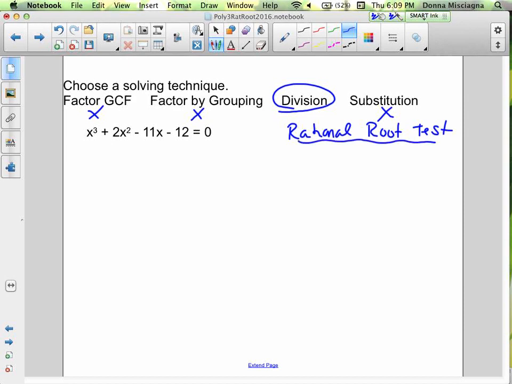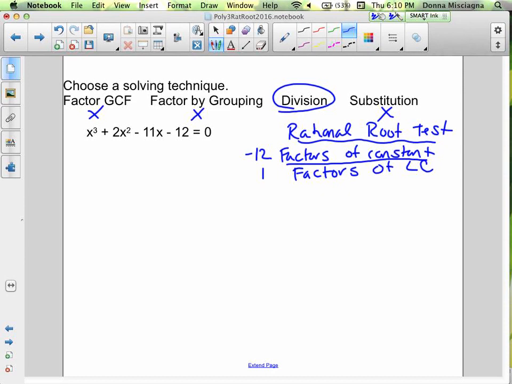So we take the factors of the constant divided by the factors of the leading coefficient. I really wish I could see my letters as I'm writing them. My pen is moving way faster than these letters are coming up. There we go. Our constant is -12, and our leading coefficient is 1.